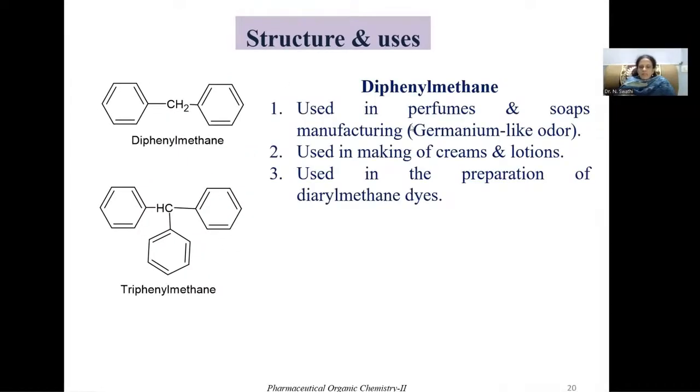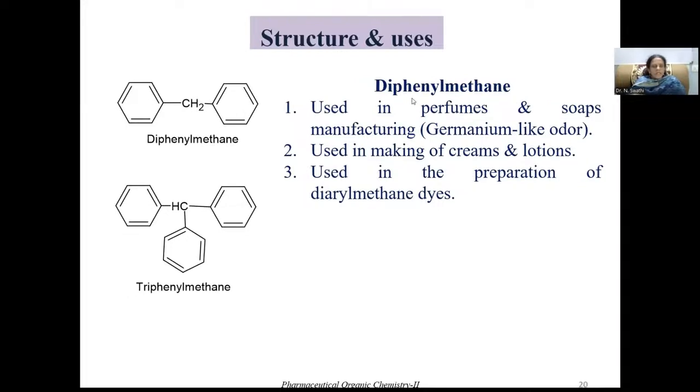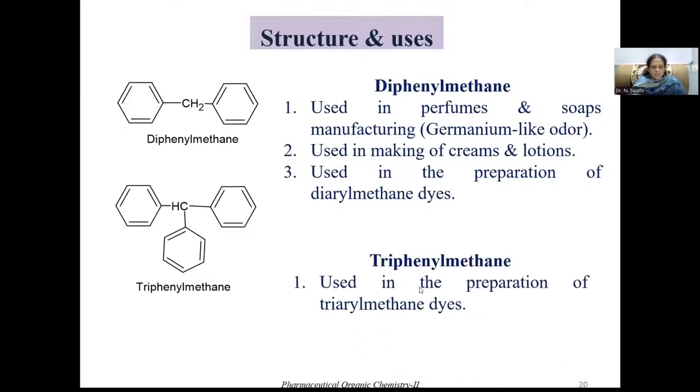Diphenyl methane is used in the perfume and soap manufacturing industries because of its geranium-like odor. It is also used in making creams and lotions. In addition, diphenyl methane and its derivatives are used in the preparation of diaryl methane dyes. Triphenyl methane is also used in the preparation of triaryl methane dyes. That means basically these two compounds and their derivatives are used in the manufacturing of the corresponding dyes.